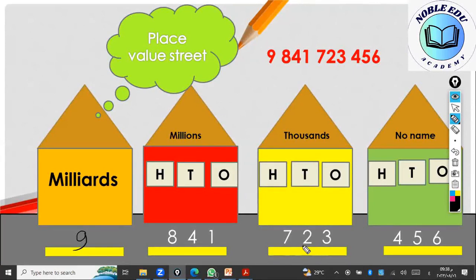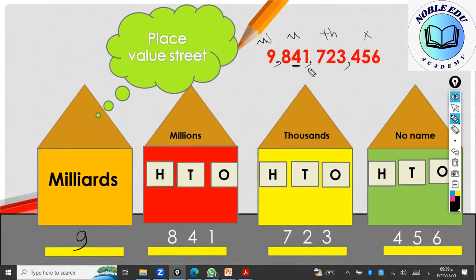And what about the place value? Ones, tens, hundreds, thousands, 10,000, 100,000, millions, 10,000,000, 100,000,000, and here is milliard. If I want to know the place value of 4, count 3 digits and put a comma: 1, 2, 3, comma; 1, 2, 3, comma; 1, 2, 3, comma. And write up the house names: no name, thousand, million, milliard.